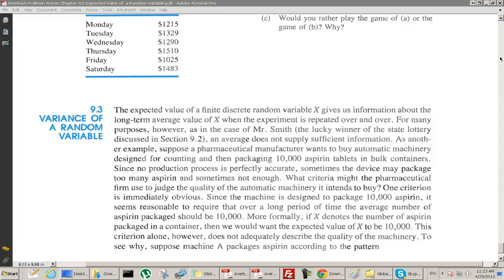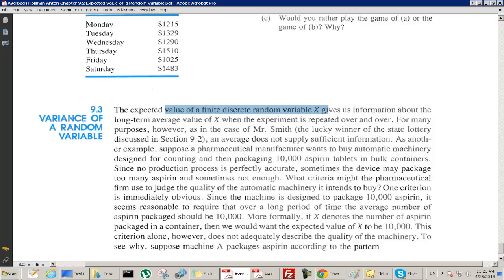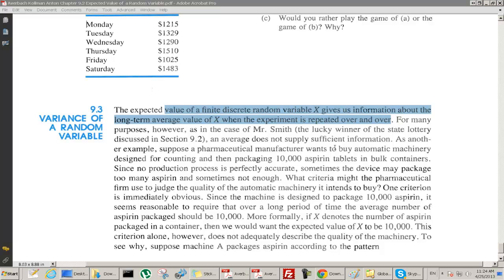Okay, so we've been talking about random variables. We just finished talking about the expected value of a random variable. Now we want to talk about the variance of a random variable. They say that the expected value of a random variable gives us information about the long-term average value of x when the experiment is repeated over and over. But it doesn't always give us enough information.